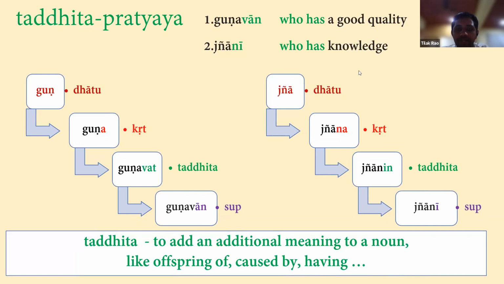So the last type is called tadhita pratyaya, the seventh type. Again, there is an umbrella term: there are many pratyayas which are called tadhitas. To get additional meaning to a noun, these tadhita pratyayas are added. For example, guna is a dhatu. By adding a krit pratyaya, we get the word guna. By adding tadhita, it becomes gunavat, and by adding sup pratyaya, we get gunavan.